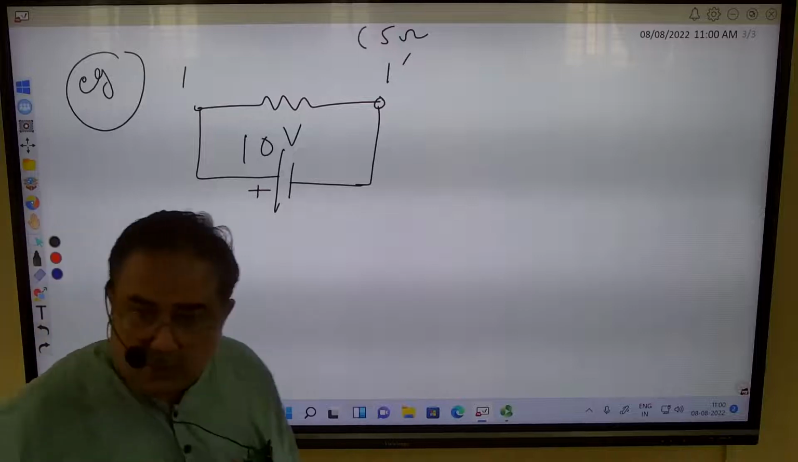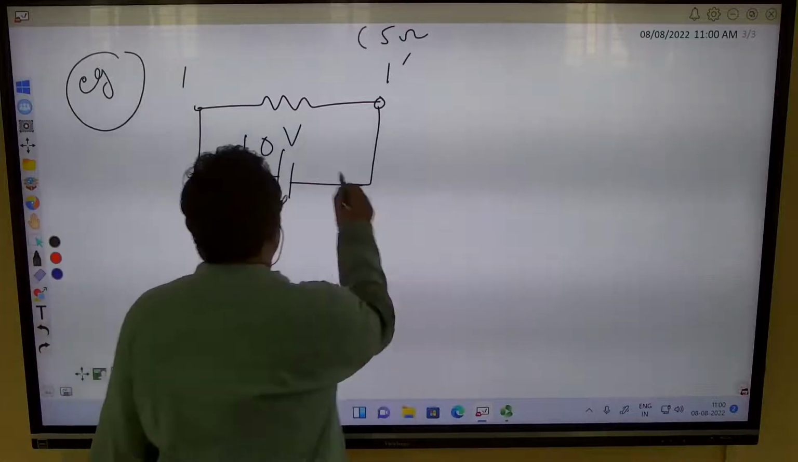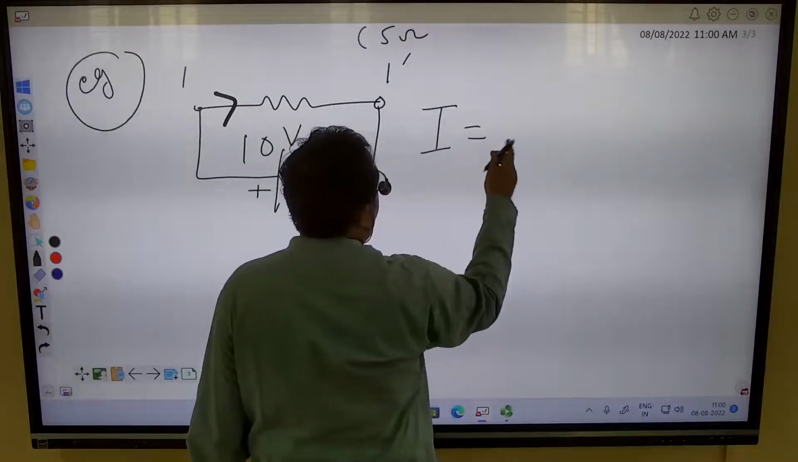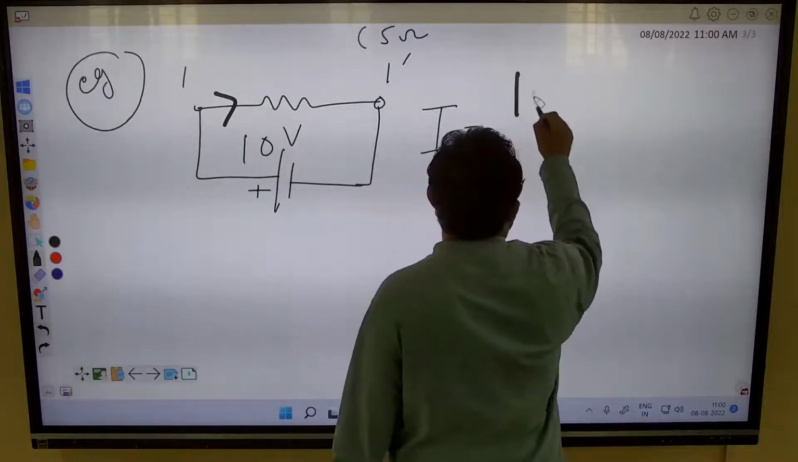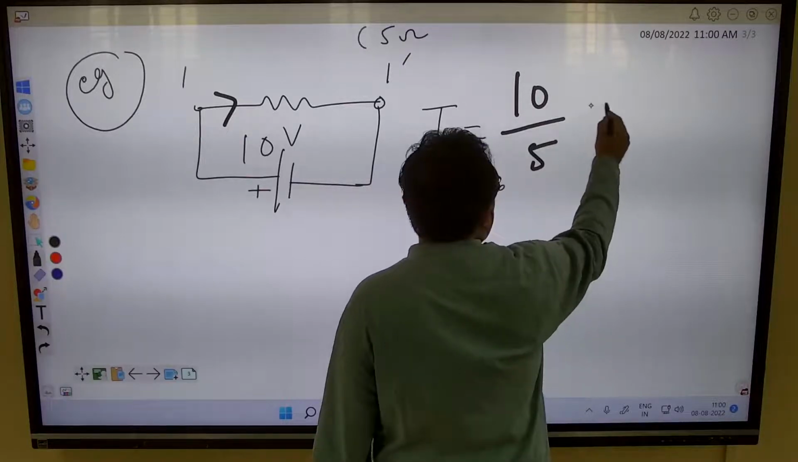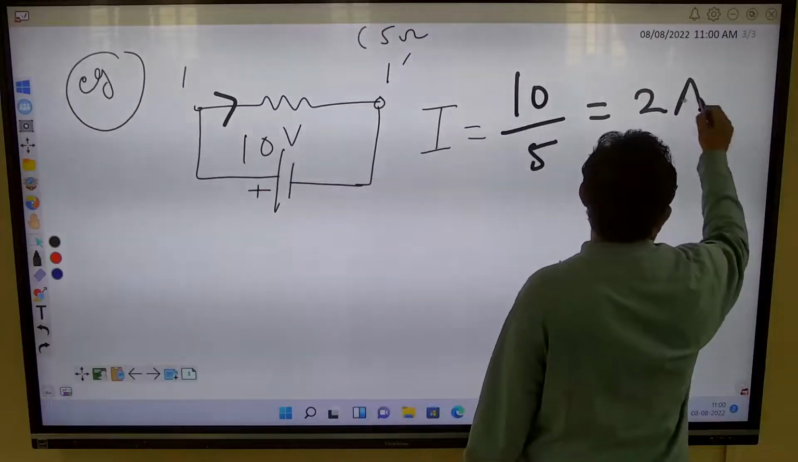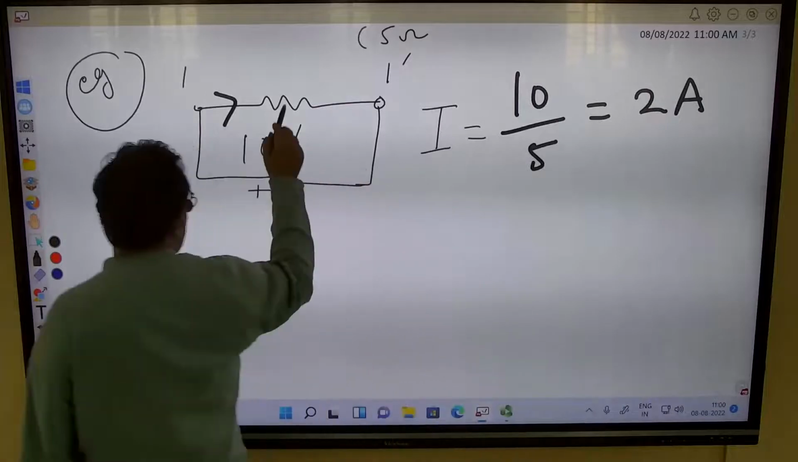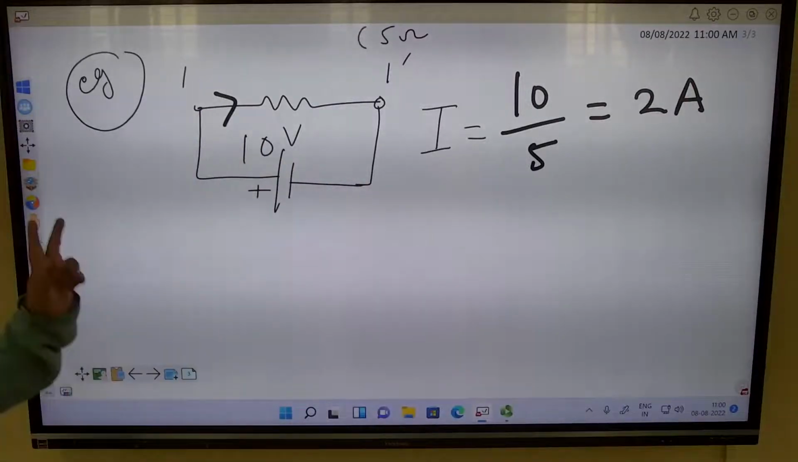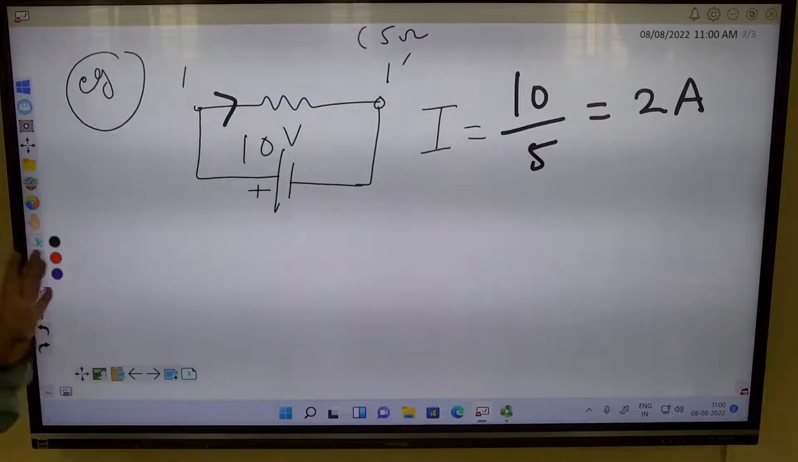Now you can find out the current. How much will be the current? I will be equal to 10 divided by 5. It comes out to be 2 ampere and it will flow in this direction. Clear? So the terminal property, current, comes out to be how much? 2 ampere. Do you agree or not?